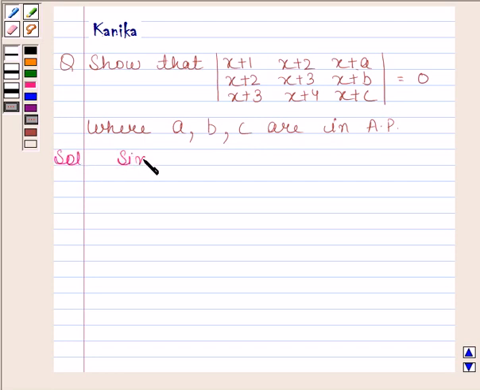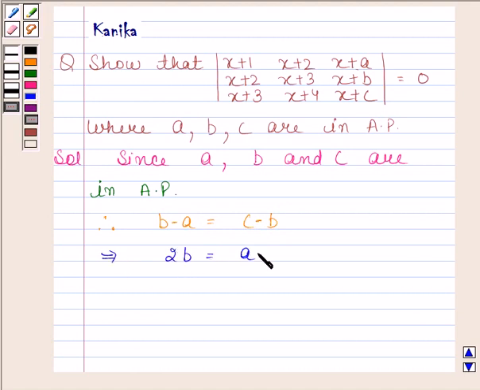Since a, b and c are in AP, therefore b minus a is equal to c minus b. This implies 2b is equal to a plus c. Now we will first consider the left hand side.